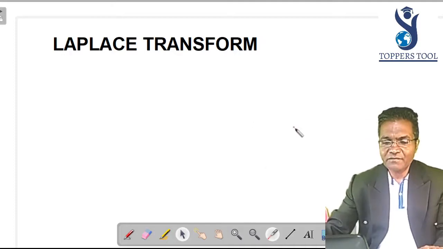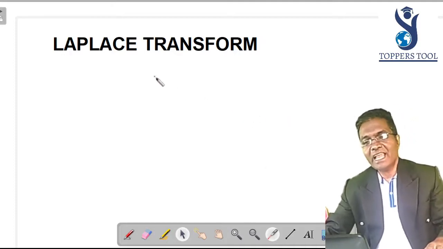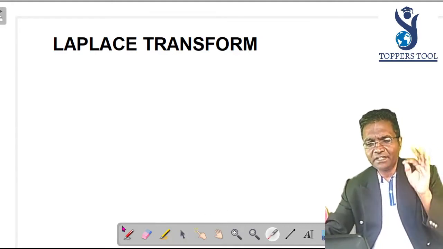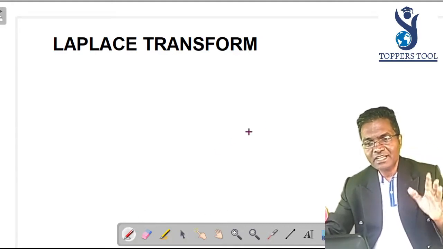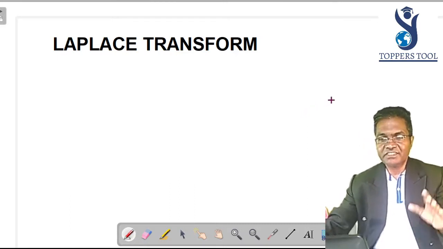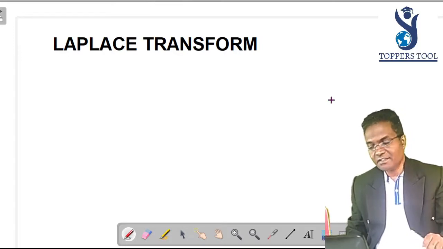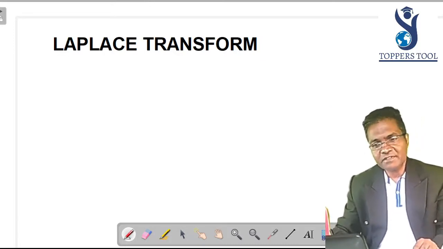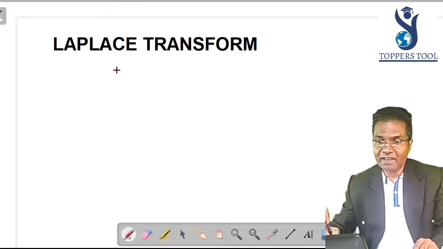In this session, we will be learning Laplace Transform. Laplace Transform is a very interesting tool used to solve the differential equations that arise in engineering problems. It is named after the famous mathematician Pierre Laplace.